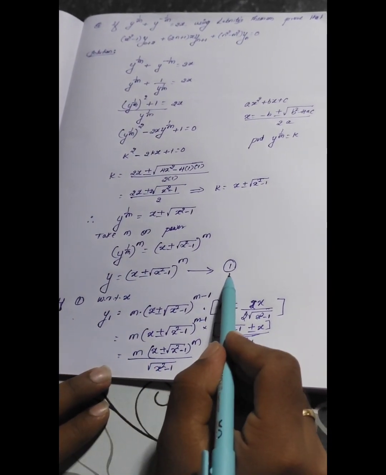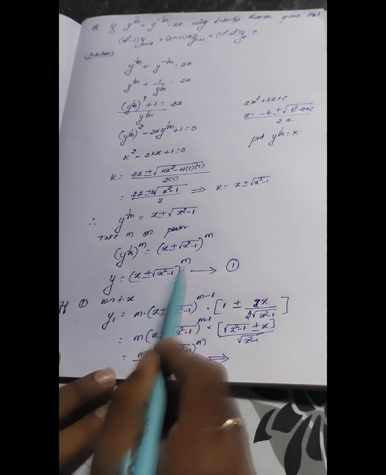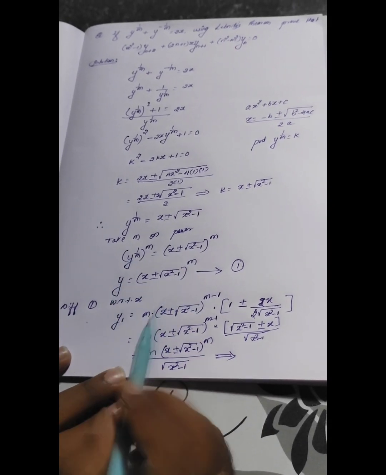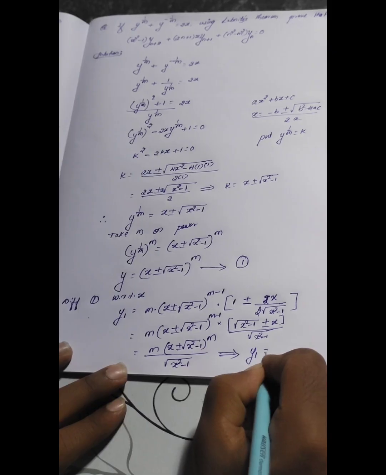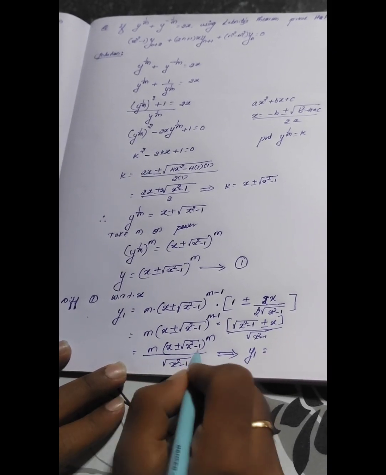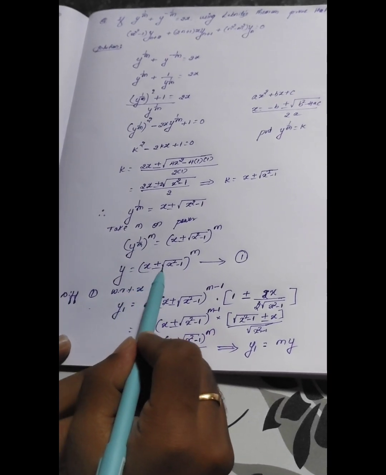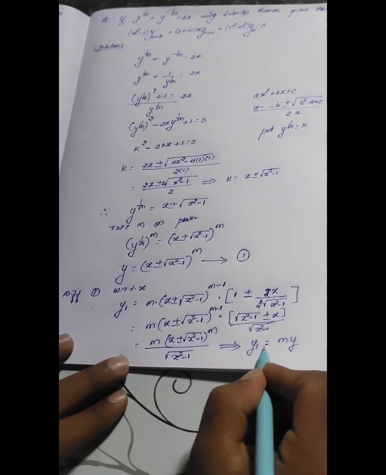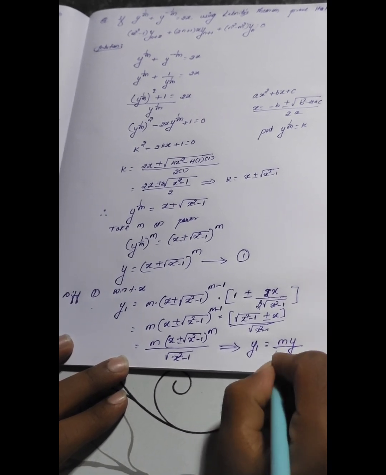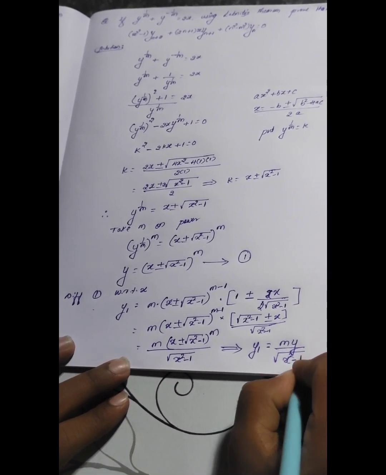See here, from equation 1, what is the value of y? (x plus or minus root of x square minus 1) raised to m can be written as y itself. So y1 will be equal to m into this complete term, which can be written as my, divided by root of x square minus 1. So root of x square minus 1 into y1 will be equal to my.